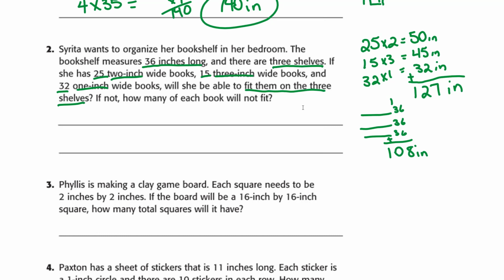We have more book width than shelf space. I'm going to subtract and find out how many books have to come out, or what the width is going to be. So I need to regroup. I'm going to make that a 1, and I'm going to make this a 17. 17 minus 8 is going to be 9.